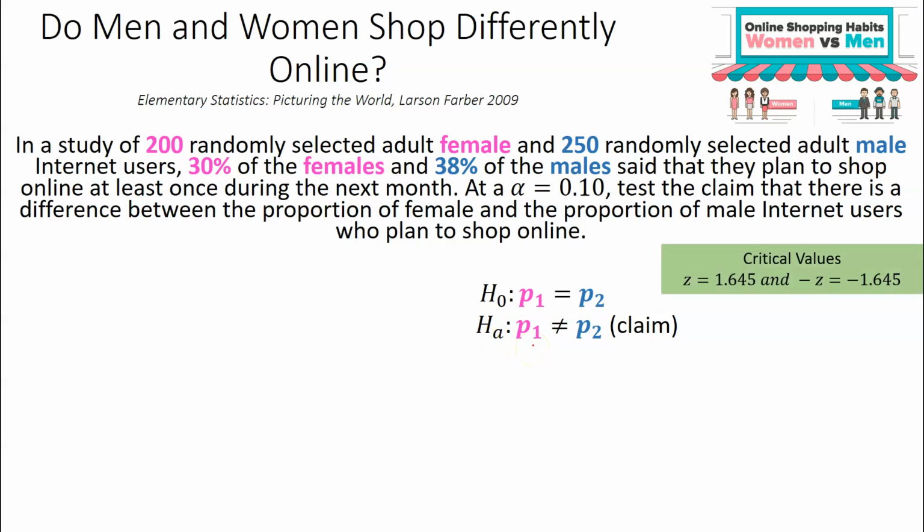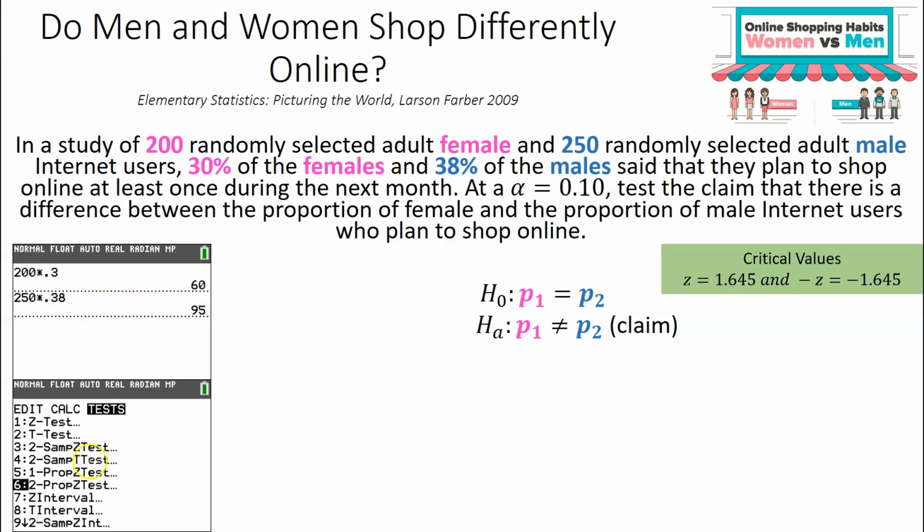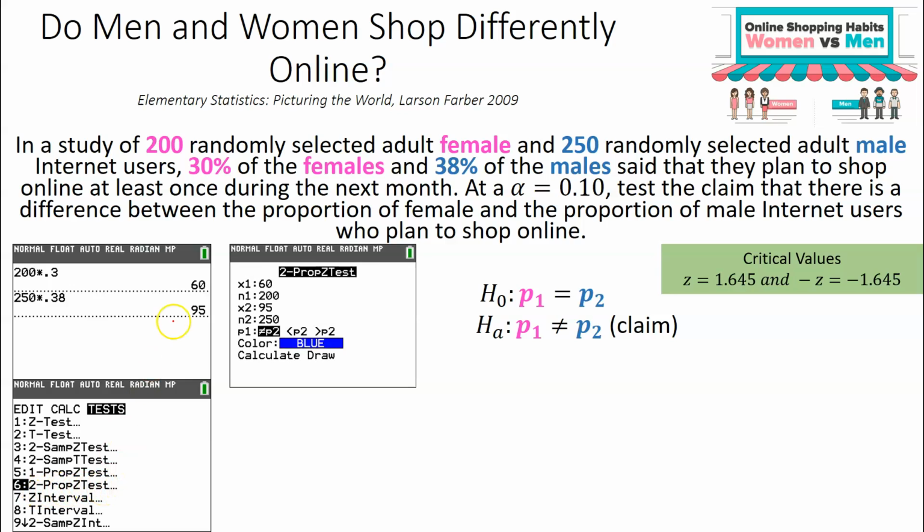Now again, if you're going to have one of these with percentages, when it comes time to put them in your calculator, you're going to have to first multiply and get what the numbers are. So for the 30% for the females, there's going to be 60. For the 38% males, it's going to be 95. Then again, it's back to two proportions z-test, and 60 out of 200, 95 out of 250, and in this case, we're going to have not equal to.